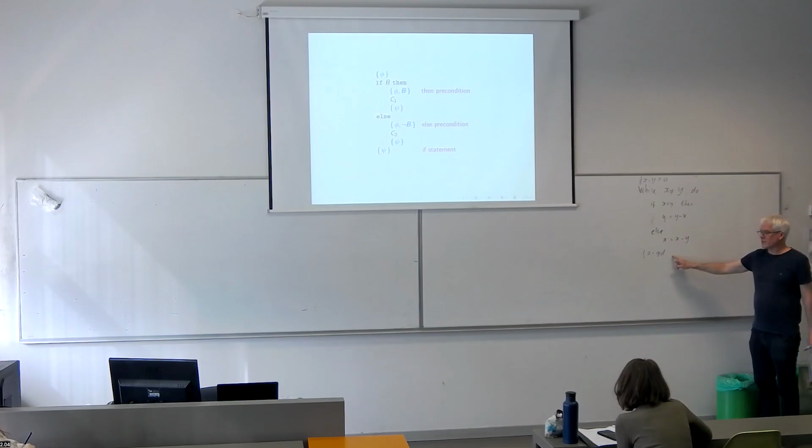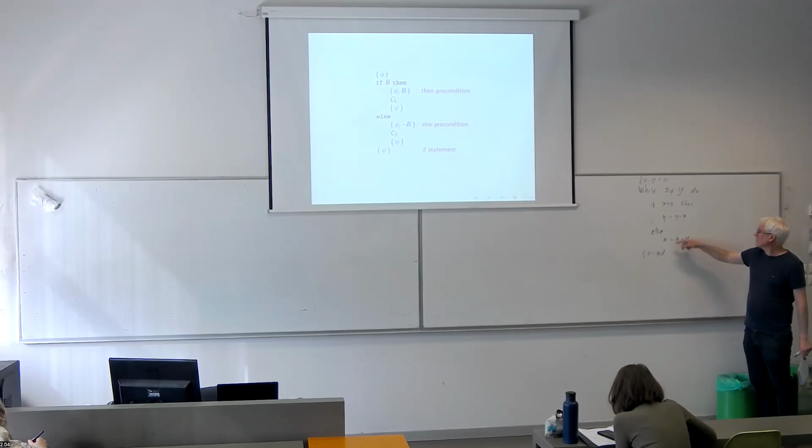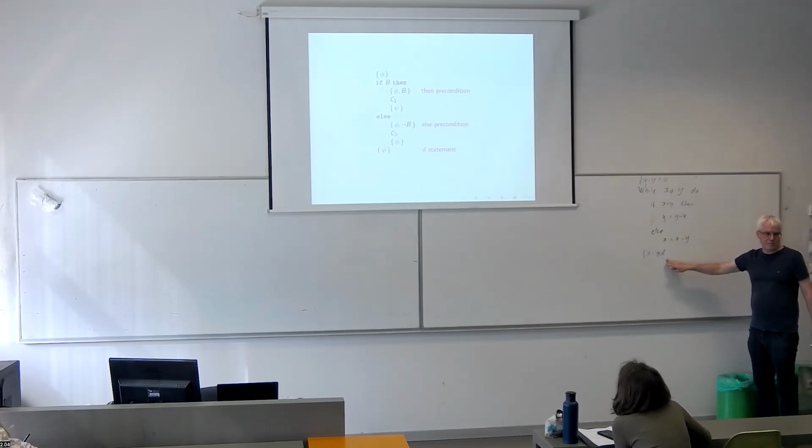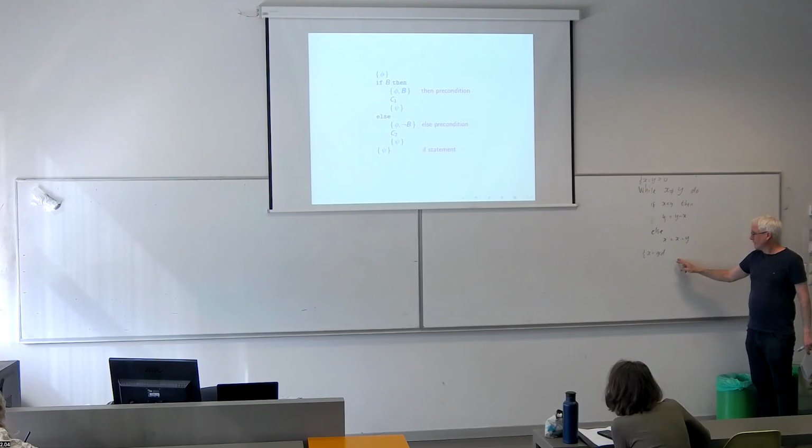Let's just look at x. x is going to be the greatest common divisor of what? The problem is we can't say of x and y here, because x has changed value. At this point, x will still be the greatest common divisor of x and y.